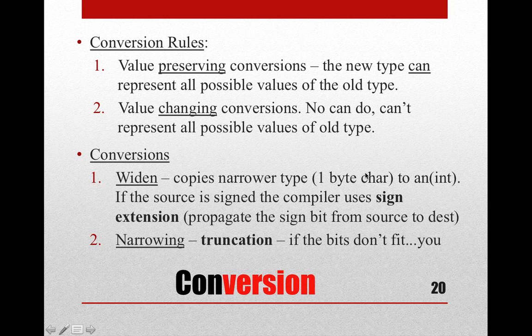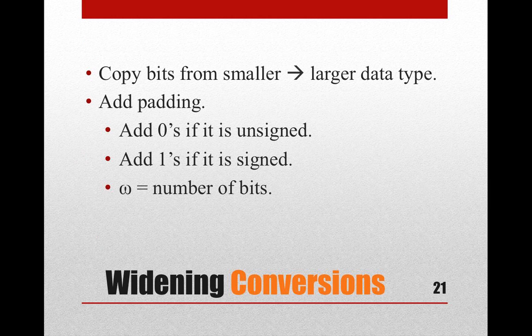If you're going from a 1 byte to an integer, if the source is signed, the compiler uses a sign extension and propagates the sign bit. I showed that earlier, with the ones in the most significant bit, and the number will just have ones there. And in narrowing, you get into some unhelpful situations like truncation.